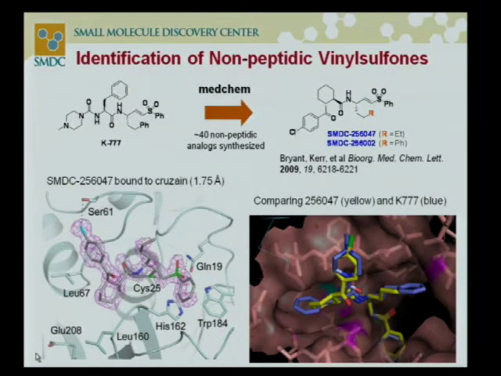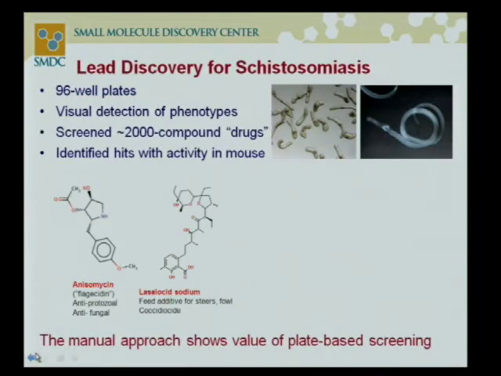And very recently, the crystal structure of this compound came out. Linda Brinen is a crystallographer, runs the crystallography core at the Sandler Center. And you can see that it binds very similarly. Here, the non-peptidic compound is in yellow, and K777 is in purple. It maps out a very similar three-dimensional space in the protein.